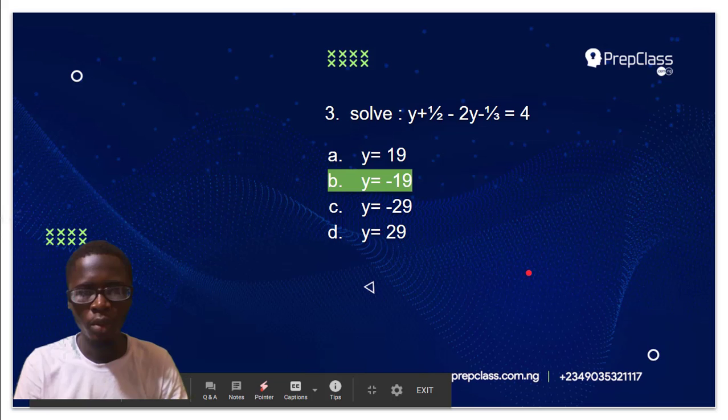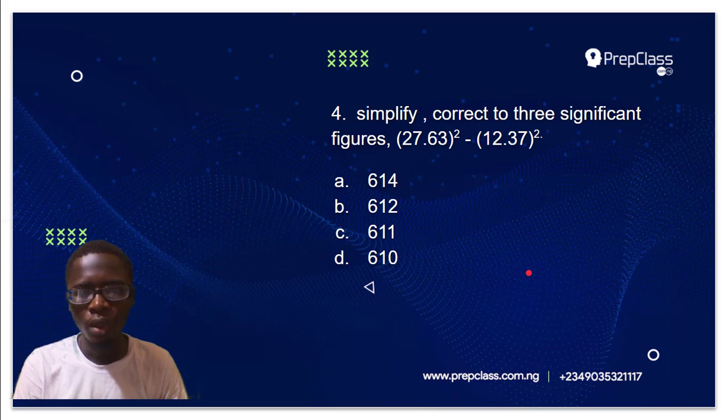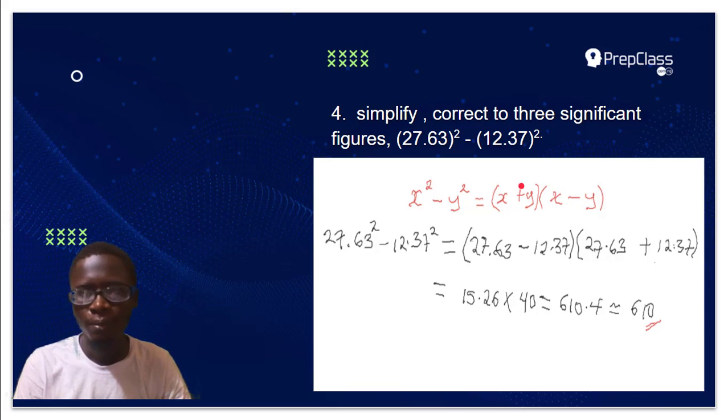So going to question 4. Question number 4 says, simplify correct to 3 significant figures, 27.63 squared minus 12.37 squared. So this is a concept of difference of two squares. Once you remember the expression, the rest is history. So let's look at how this approach goes.